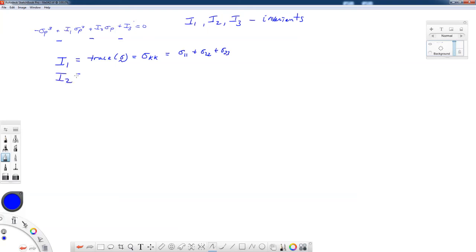Our I2 is our second invariant of the regular stress tensor, and can be expressed in this manner with a double summation over i and j of sigma ij minus sigma ii sigma kk. So again, we have a double summation term right here. And then the third one, well, that's simply the determinant of the stress tensor. Okay, so we have those three invariants. All right, now we need to talk about something called the deviatoric stress tensor.